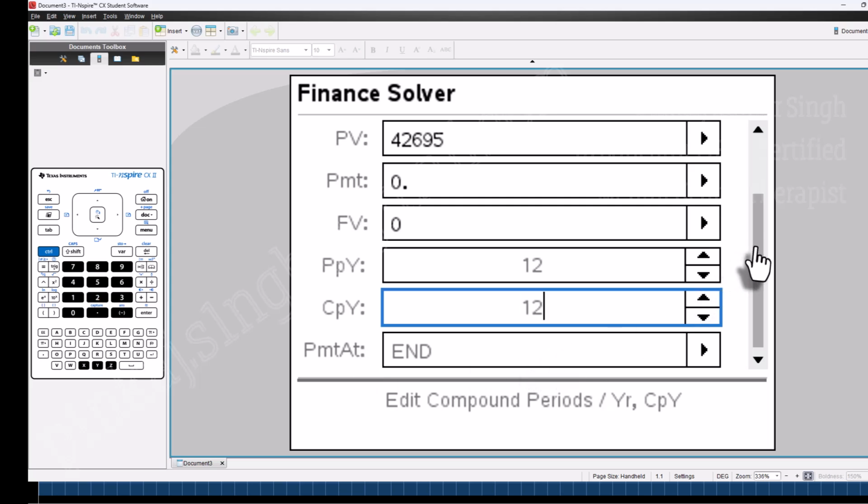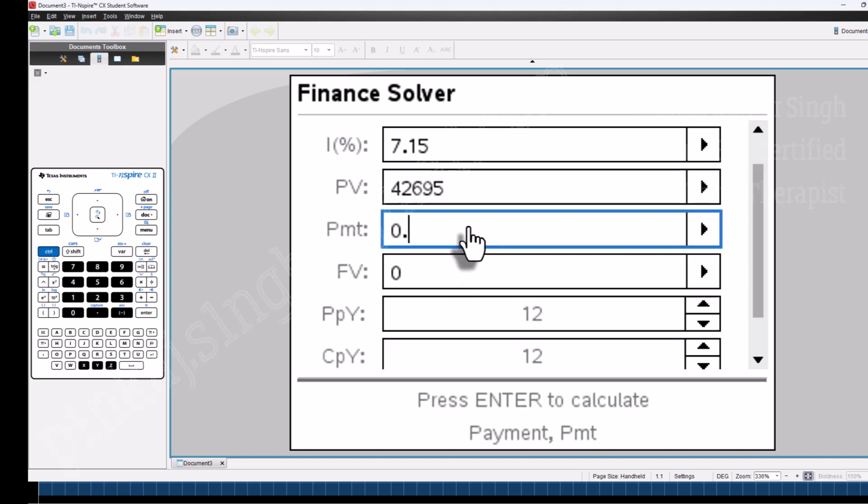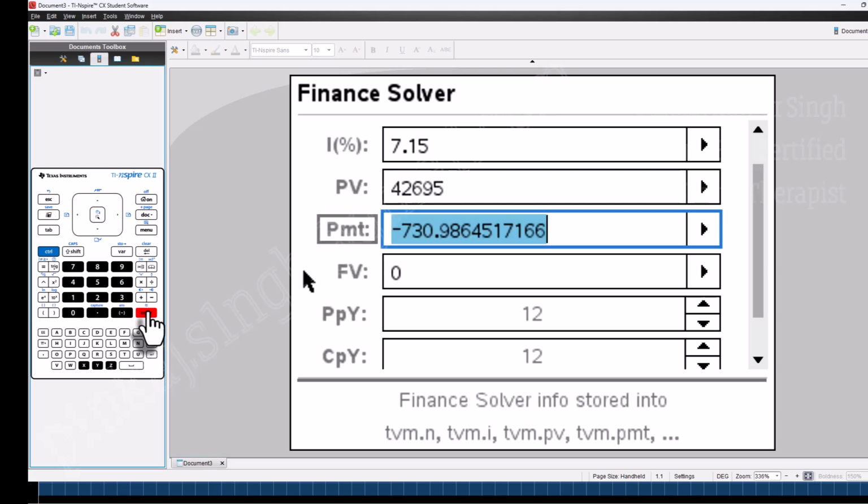End of the month. Now I'm going to click on PMT and then hit enter. You can see that I get the amount in negative, which basically means that this is the amount that's going out of the pocket. If the money is coming into the pocket, then we would have a positive. Because it's going out of the pocket, it's going to be a negative.